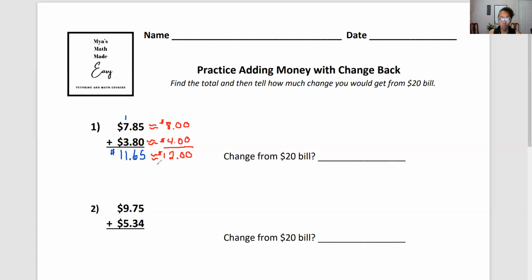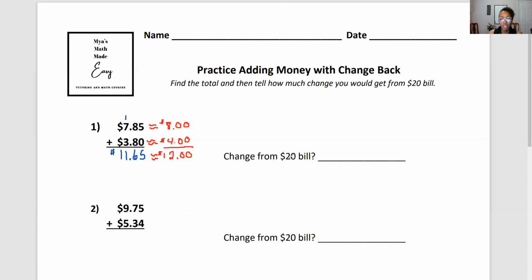We're not that far away from $12. So if I knew that I was going to spend about $12 and I got there to the register and they asked me for $11.65, I've got it covered, all right? Which we know we have it because we're paying with a $20 bill. So I know I'm good.